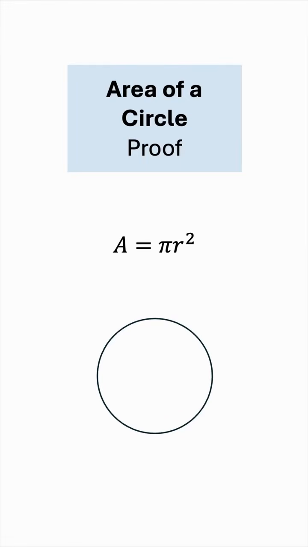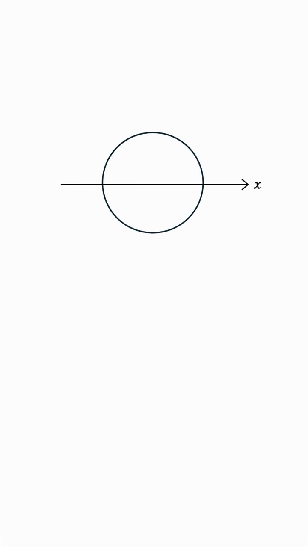We know that the area of any circle is pi times the square of its radius. But where does this come from? Let's prove it. Say we have a circle centered at the origin with radius r. The equation of this circle would be x squared plus y squared equals r squared.